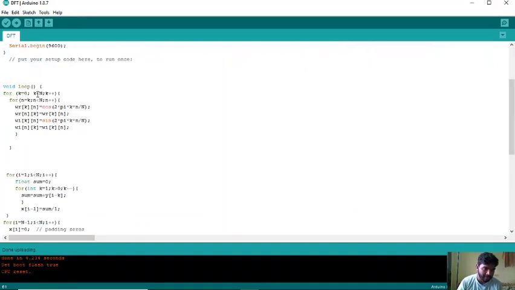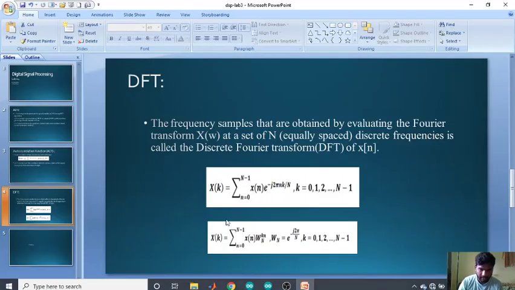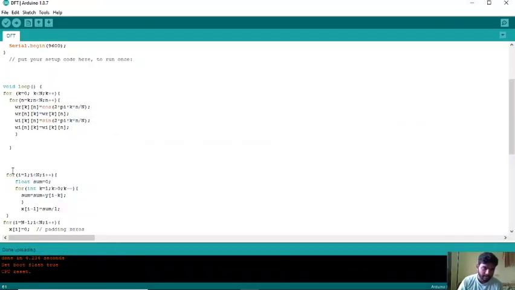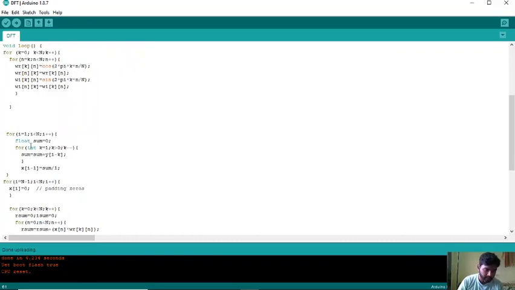Then we know that W is complex. As said in the equation, W_N is complex, so we'll find the imaginary part and real part separately, and we'll multiply that real part and imaginary part with x of n, and then we'll find the magnitude. This is the procedure. In this for loop, we are going to find the imaginary and real parts separately of W of n. This is the real part and this is the imaginary part. In this for loop, we'll get the W_N matrix.